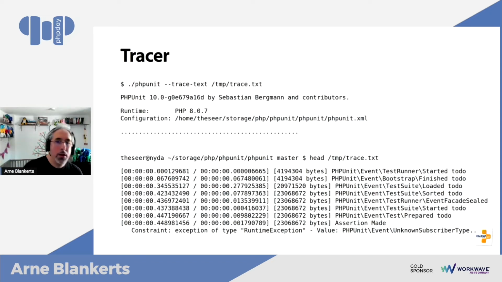Then the event facade is sealed. That's also an interesting thing that I'm going to explain in a second. Then we have the test suite actually started. So this is now where testing actually starts to be testing and not just infrastructure setup of PHPUnit internally. And then we have the first test being prepared, and we have our first assertion made, which checks whether or not a certain exception is being thrown. So that's the very low-level output of what PHPUnit is doing based on what the events are currently emitting, and simply serializing that to a text format right now.